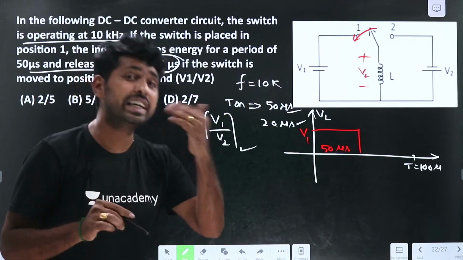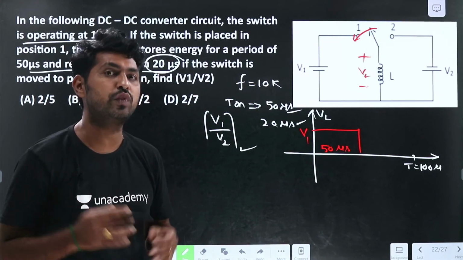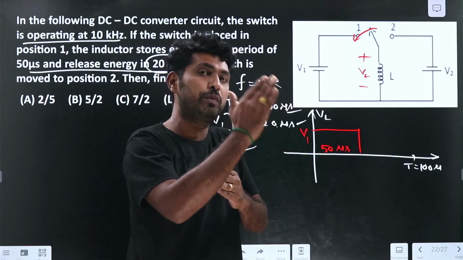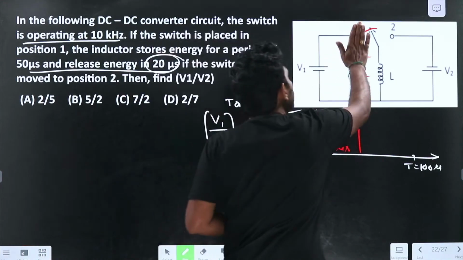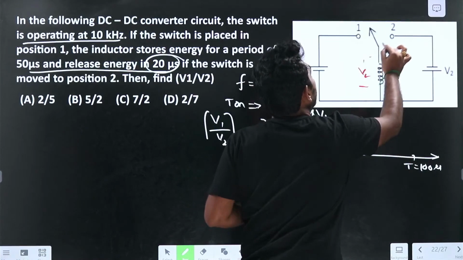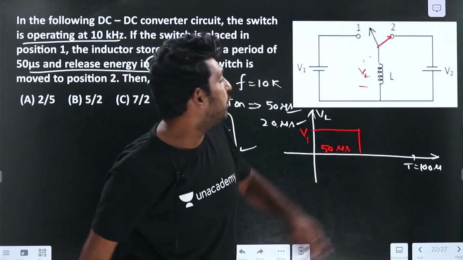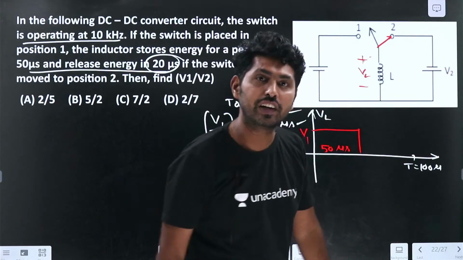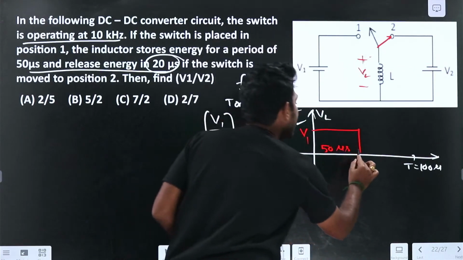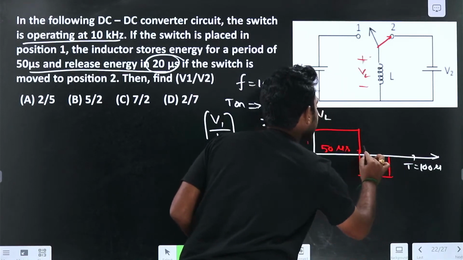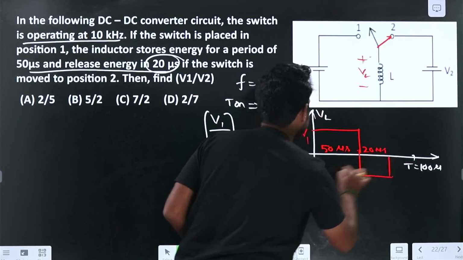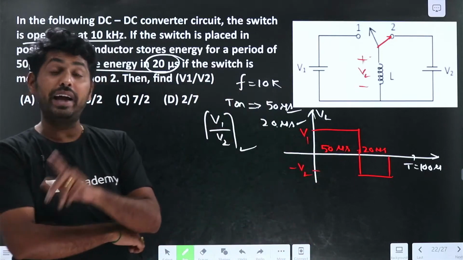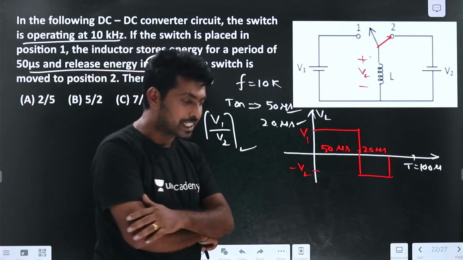During the next period, the 20 microseconds, we are shifting the switch from position 1 to position 2. So what is VL? VL equals minus V2 during the period of 20 microseconds. By observing this waveform, I can tell that it is operating in the discontinuous conduction mode.